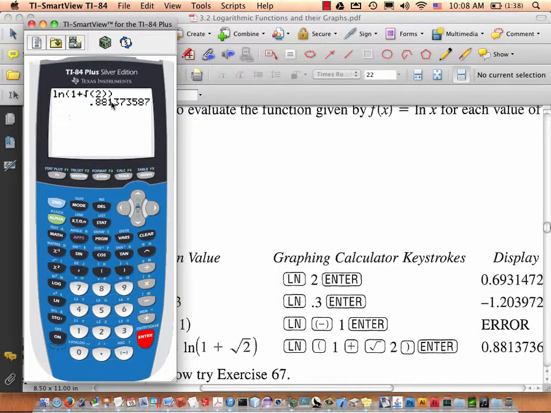Let's talk about what the interpretation is. What's the base of the natural log? e. So what we did, we calculated it, right? We took the natural log of 1 plus square root of 2, and we got this, right? So if I take e and raise it to the 0.88137357, what do I get? 1 plus square root of 2. That's all I'm looking for. That's the interpretation. You will be expected to know how to interpret, not just calculate, but interpret.